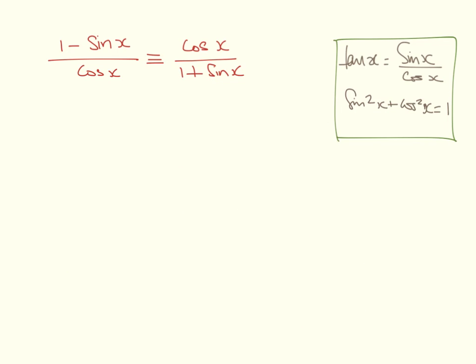Okay, so in this one, we're trying to prove that (1 minus sine x) over cos x is identically equal to cos x over (1 plus sine x). All right, so we're going to consider the left-hand side. Let's rewrite it: (1 minus sine x) over cos x. And we're trying to get what's over here.